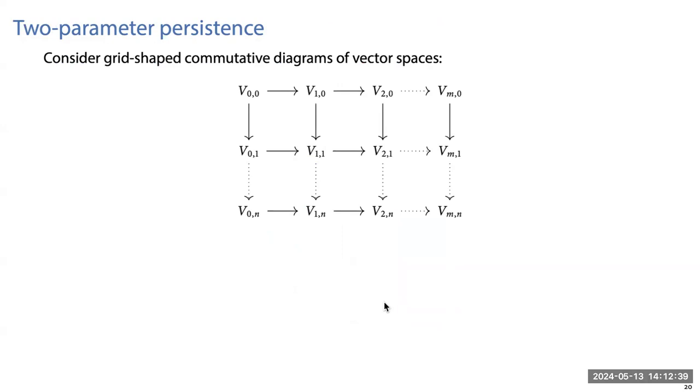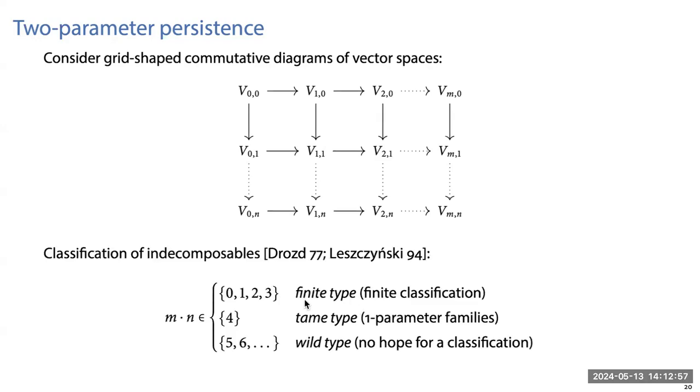But in general, in the abstract setting, you have a grid-shaped diagram of this form. So you have horizontal and vertical maps and finite dimensional vector spaces everywhere. Then representation theorists know that, depending on how large this grid is, there are 3 cases. You can distinguish them simply by counting the number of squares that this grid describes. If we have less than 4 squares, we are still of finite type. We have a finite list of indecomposables.